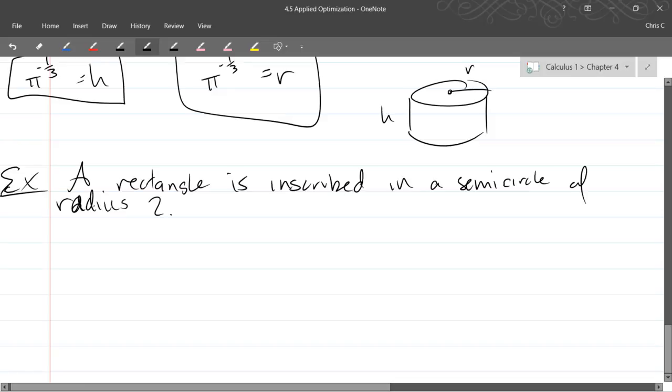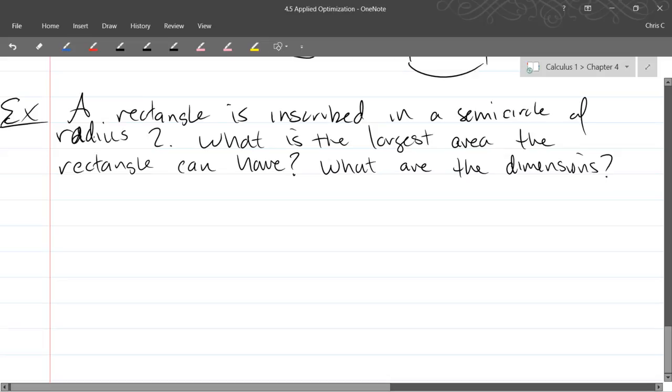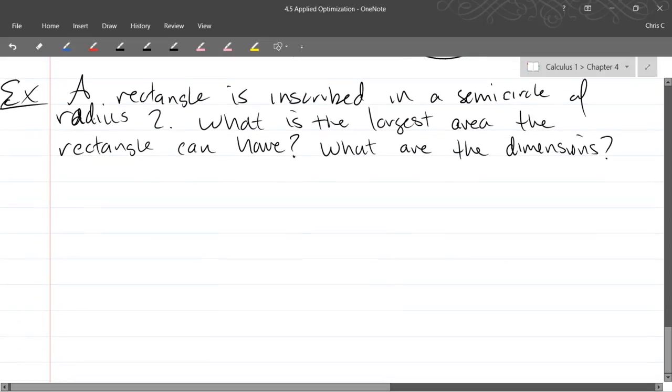What is the largest area the rectangle can have? And what are the dimensions? So a semicircle is a half circle. And a half circle with a radius 2.